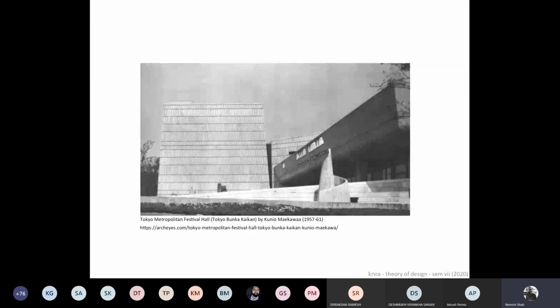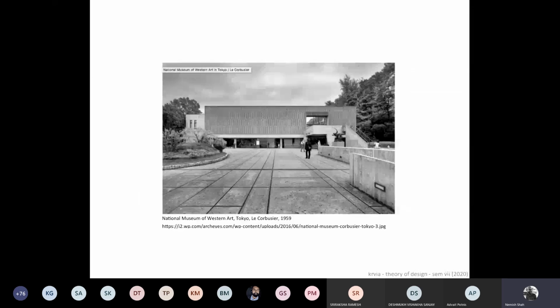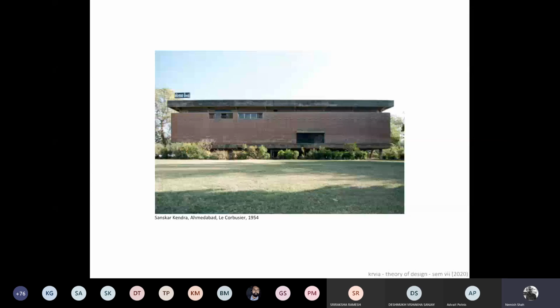And this was a time, the 40s, 50s, 60s, where all the nations that we talk about were going through this. They were going through this sense of where they stand, what architecture is, what it represents, and how to create a national identity for ourselves. This is obviously Le Corbusier, next to that Bunka Kaikan building, and if you look at this, it is so similar to the Sanskar Kendra that Corbusier did 5 years back in Ahmedabad.